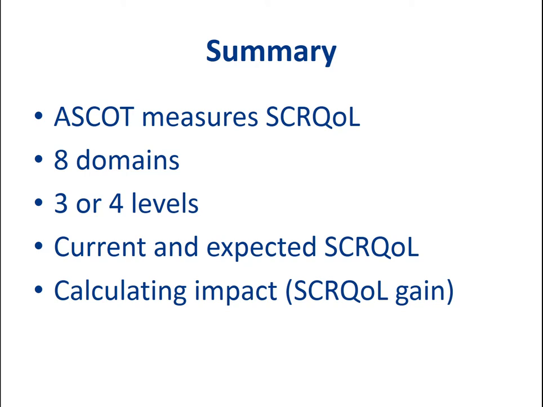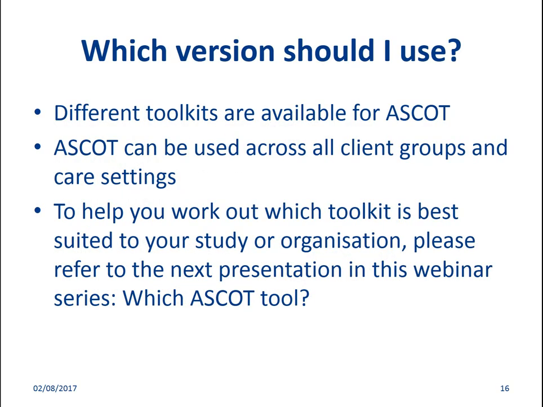So in summary, the ASCOT toolkit measures social care related quality of life. It is made up of 8 domains, and for each of these domains we look at a person's outcome states at 3 or 4 levels. Using this information, we can calculate both current and expected social care related quality of life, and from those derive an estimation of the impact that the service is having on that person's quality of life. So, there are different toolkits available for ASCOT. It can be used across different client groups and care settings. To help you work out which toolkit is best suited to your study or organisation, please take a look at the next presentation in this series, Which ASCOT Tool?